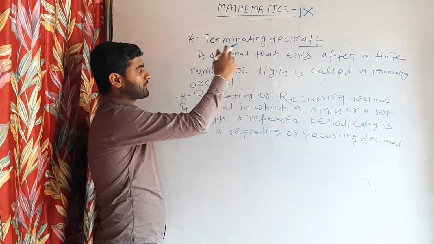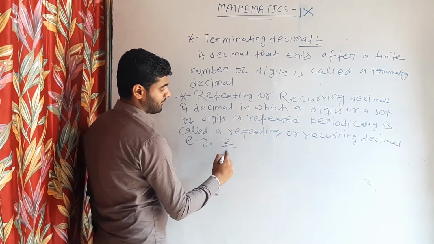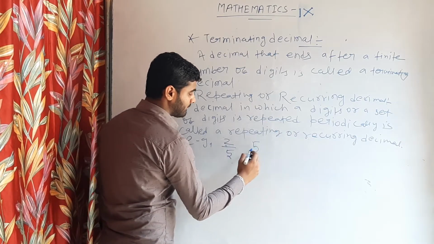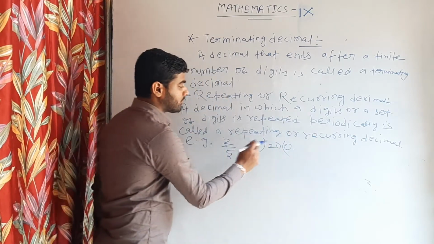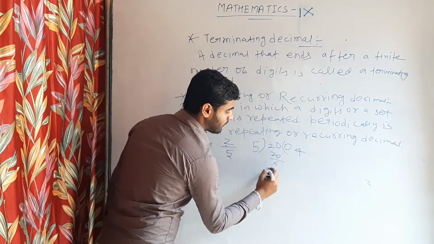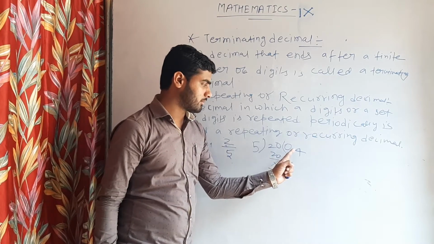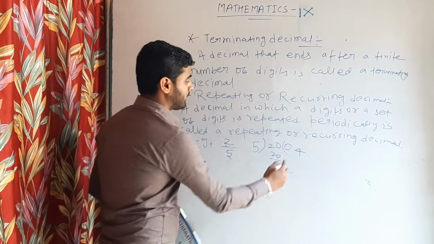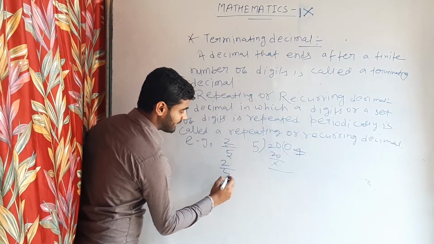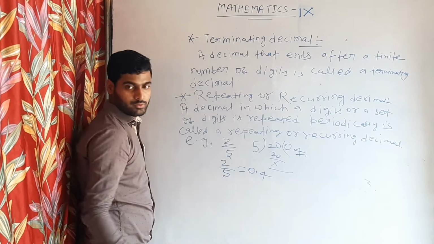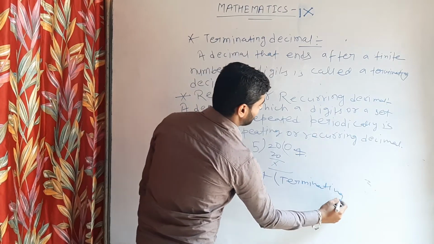A terminating decimal is a decimal that ends after a finite number of digits. As an example, if you write 2 by 5, we divide 2 by 5, and get 0.4. Here the decimal ends after a finite number of digits. So it is a terminating decimal.